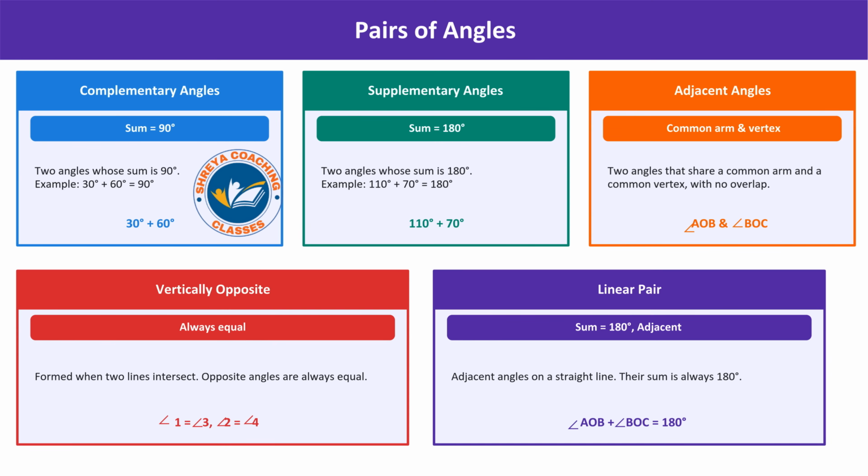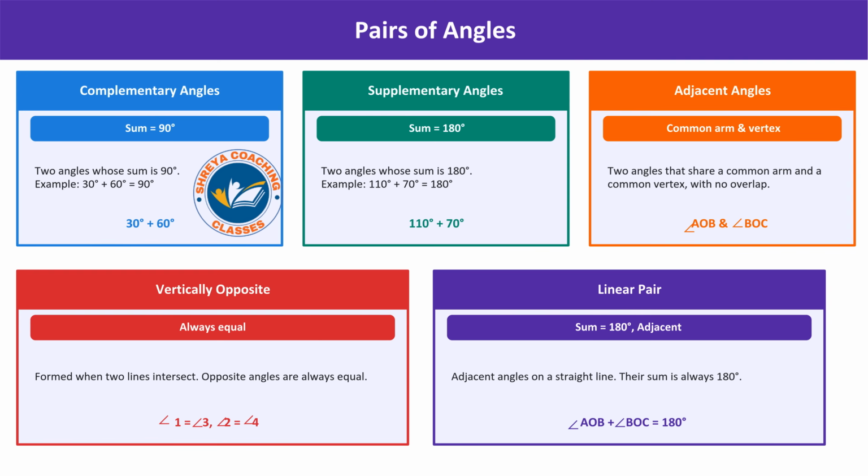Next are supplementary angles. These are two angles whose sum is 180 degrees. For example, 110 degrees plus 70 degrees equals 180 degrees. Now let's understand adjacent angles. Adjacent angles share a common vertex and one common arm. They are next to each other without overlapping.